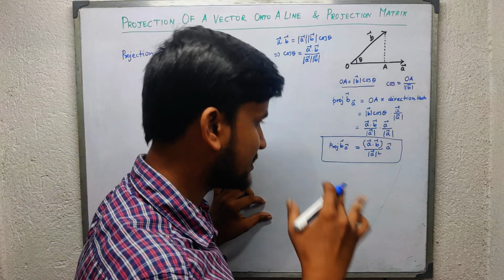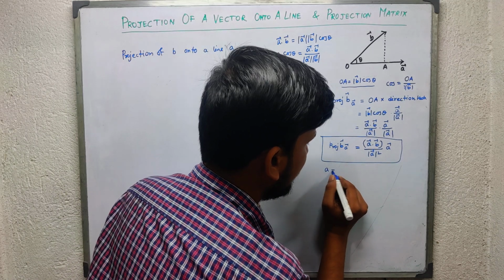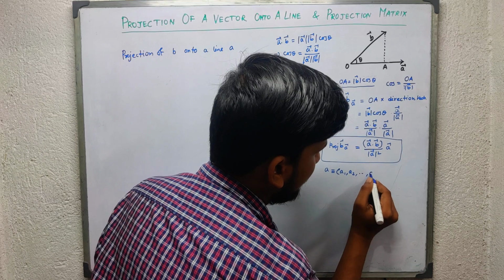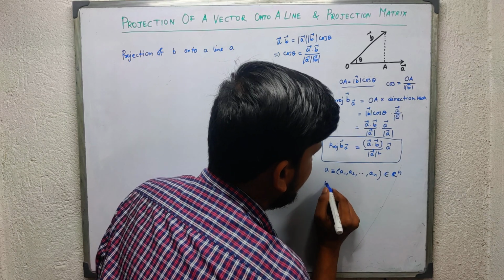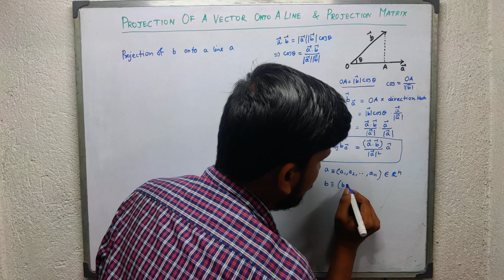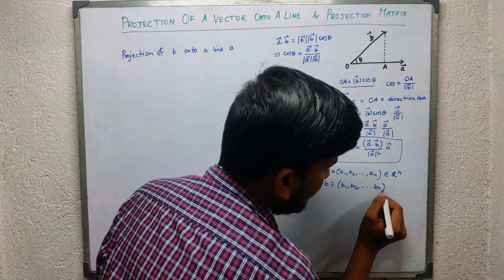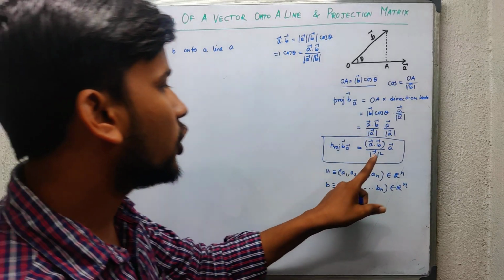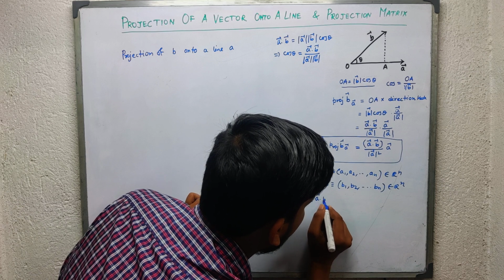Just in inner product space. Now here suppose a is a vector with n components a1, a2 up to an, that is, a belongs to Rn. Then definitely b is also in Rn, with components b1, b2 and so on up to bn. Then a dot b, here in linear algebra, a dot b means what?